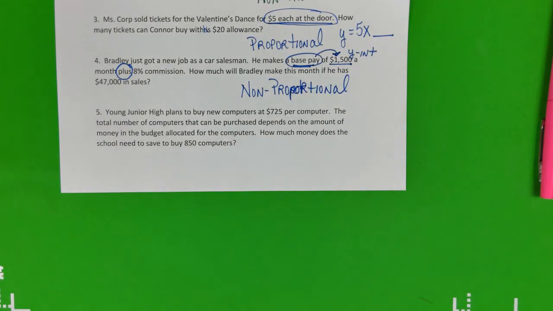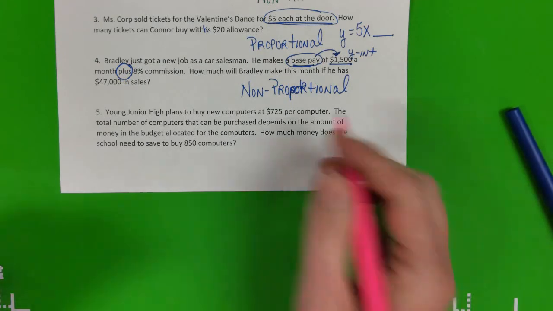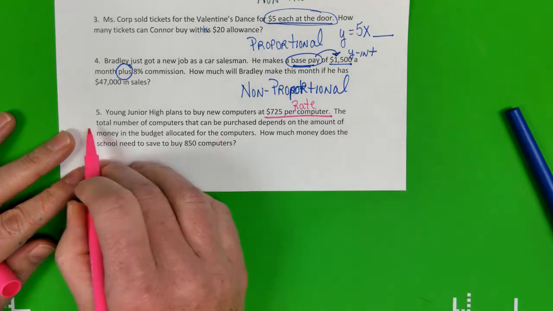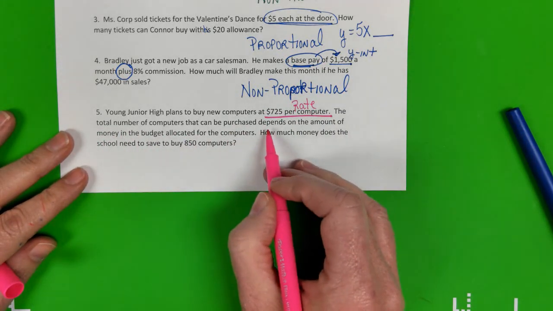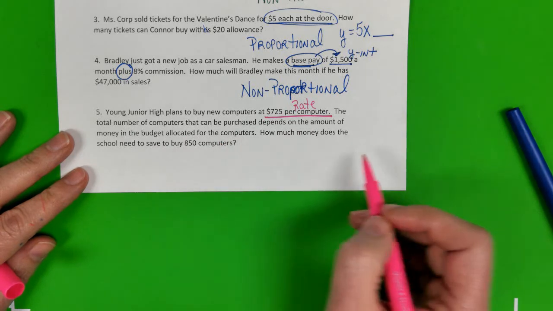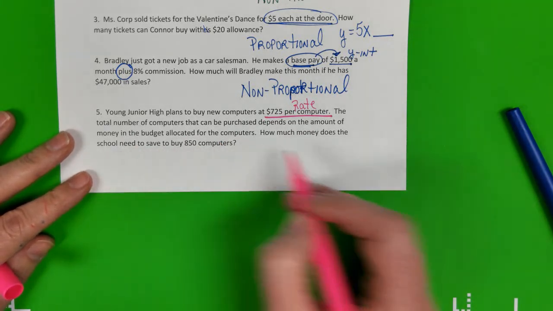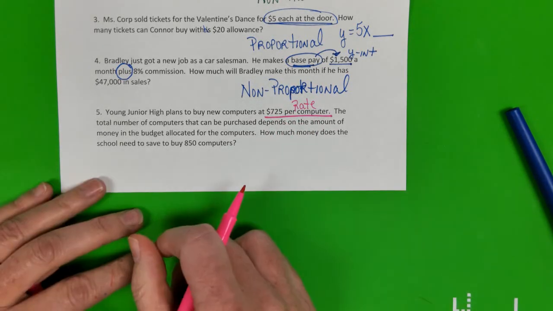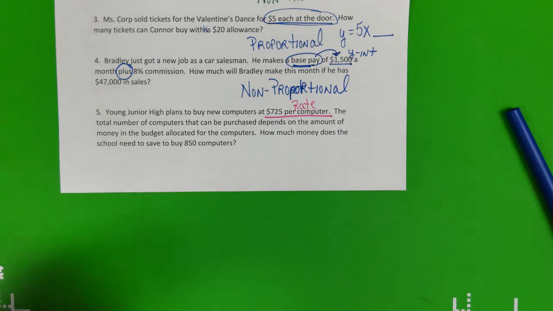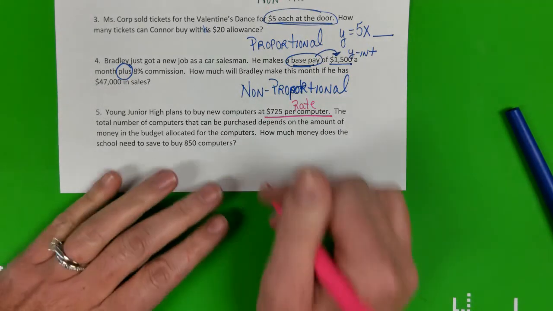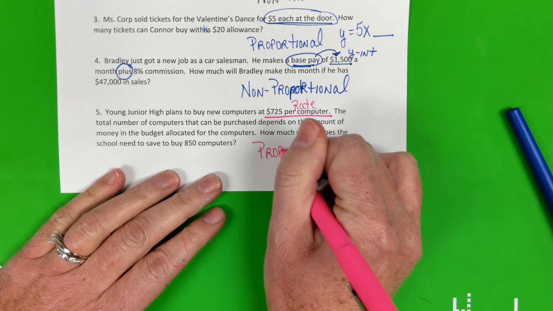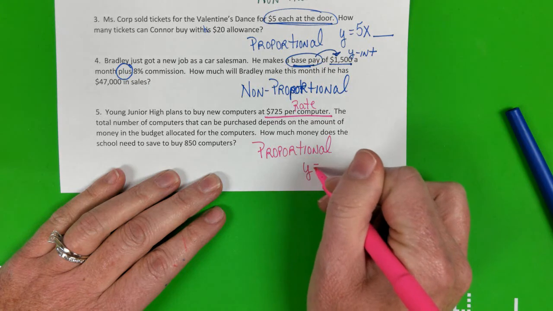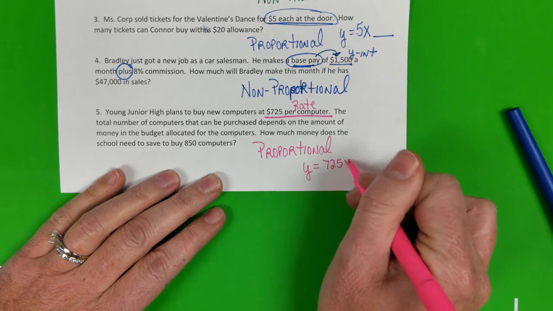Okay, look at the last one. Young Junior High plans to buy new computers at $725 per computer. That's our rate. The total number of computers that can be purchased depends on the amount of money in the budget allocated for the computers. How much money does the school need to save to buy 850 computers? So is there anything else in here besides a rate? Any flat fee, any delivery charge, anything like that? And the answer is no. So because of that, this is proportional. This equation would simply be y equals 725x.